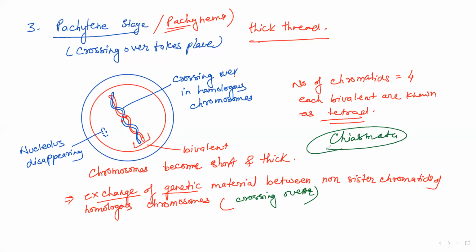After the Pachytene stage, it will enter where? In the Diplotene stage. Now let's move on to the fourth substage, that is Diplotene. Diplotene comes from the two words diplonema. Diplos means two, nema means thread.